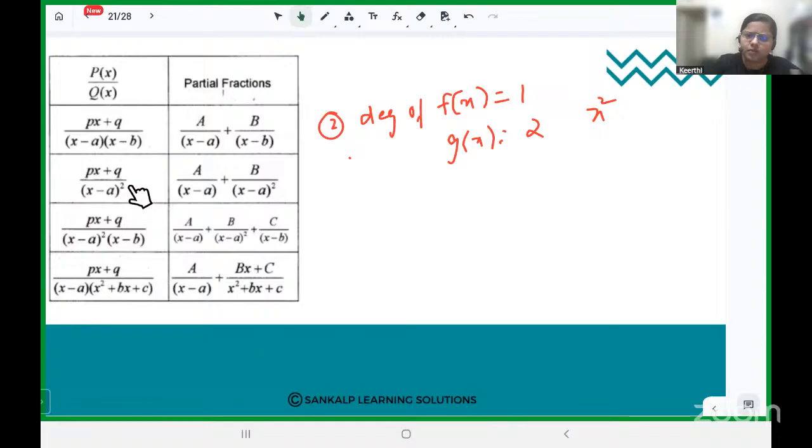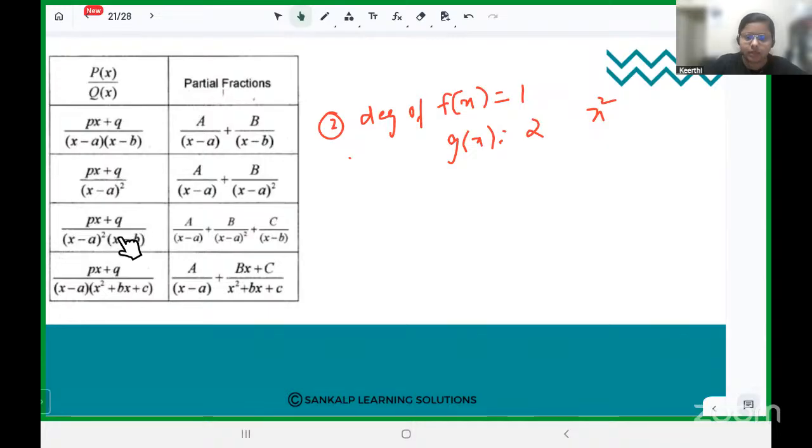Here you can see that it is just x minus a the whole square. How will you split it? It is A by x minus a plus, not B by x minus a again. If it is the same factor, here it is distinct factors, a and b are separate factors. Here you can see that the factor a is repeating, so x minus a the whole square. You have to write A by x minus a plus B by x minus a the whole square.